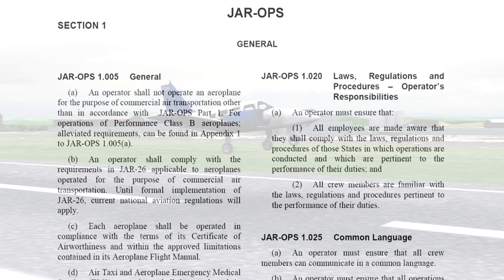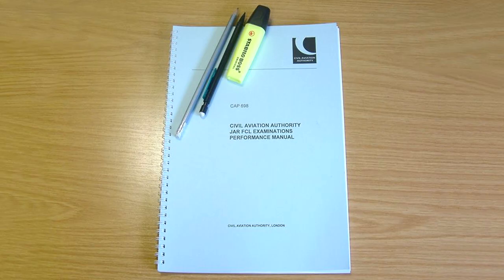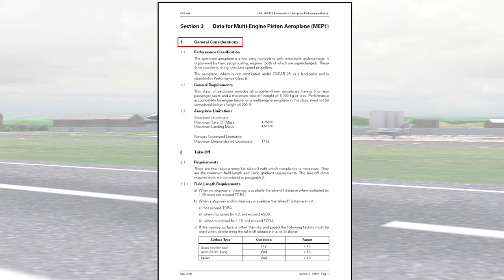This section on Class B multi-engine performance will deal with the JAR regulations for all phases of flight for that class of aeroplane. The regulations are all found in JAR-OPS 1, which we discussed briefly in the lesson on performance standards. However, most of these regulations can also be found in CAP 698. In this first lesson, we will discuss the regulations which are associated with the takeoff phase of flight.